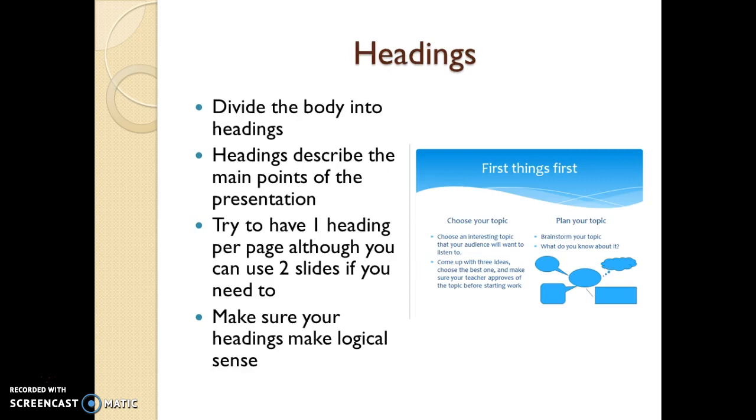So now we're moving on to the body. After the introduction, you'll have the body. You won't actually have a heading that says body. You'll just go straight into it. And really, what you need to do is decide what headings you're going to have.